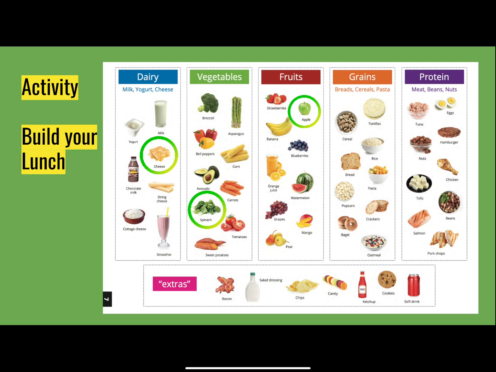For my grains, I am going to have a little piece of bread with my salad. And for my protein, I am going to choose to put on some chicken. And I think I'm going to use salad dressing as an extra, but I'm not going to use very much dressing.